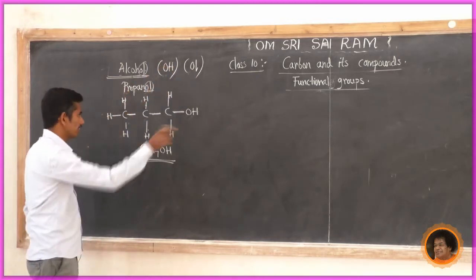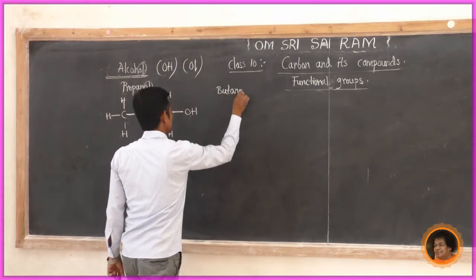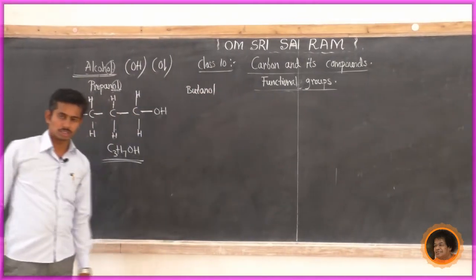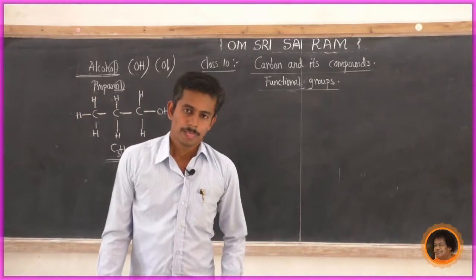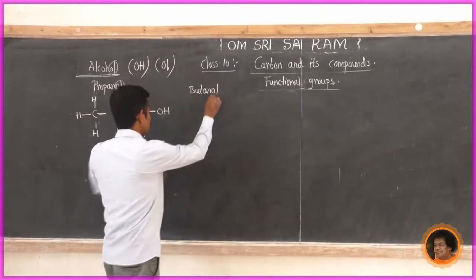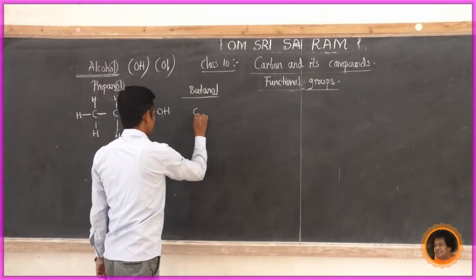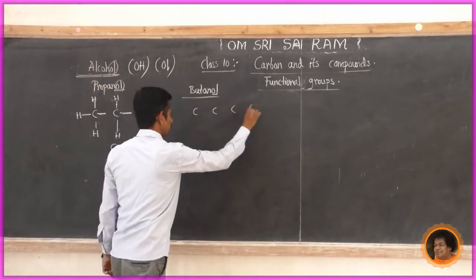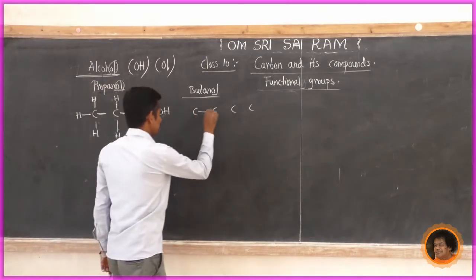This is the method. Another one, butanol. For example, butanol. Butanol is an alcohol or any other? Yes, it is also an alcohol because it ends with OL. Then first write, but means how many carbon? 1, 2, 3, 4. Butanol means 4 carbon atoms. Then single bond.